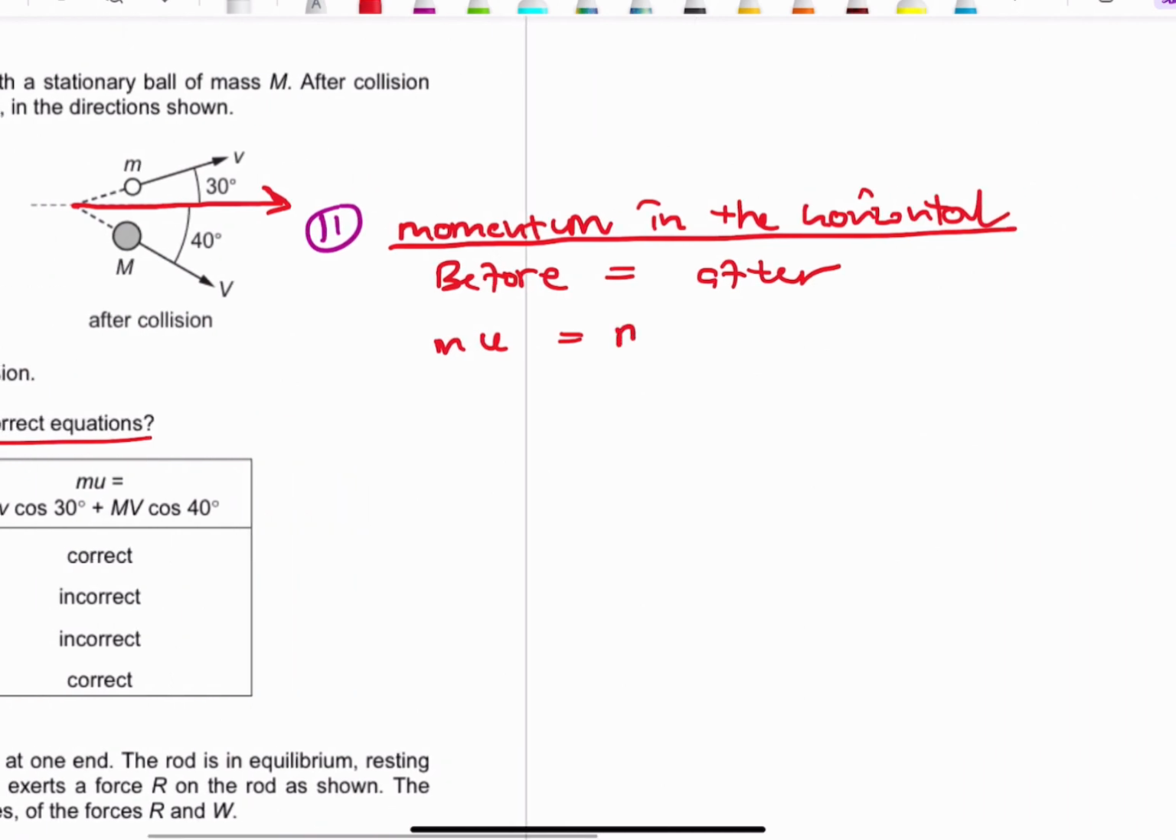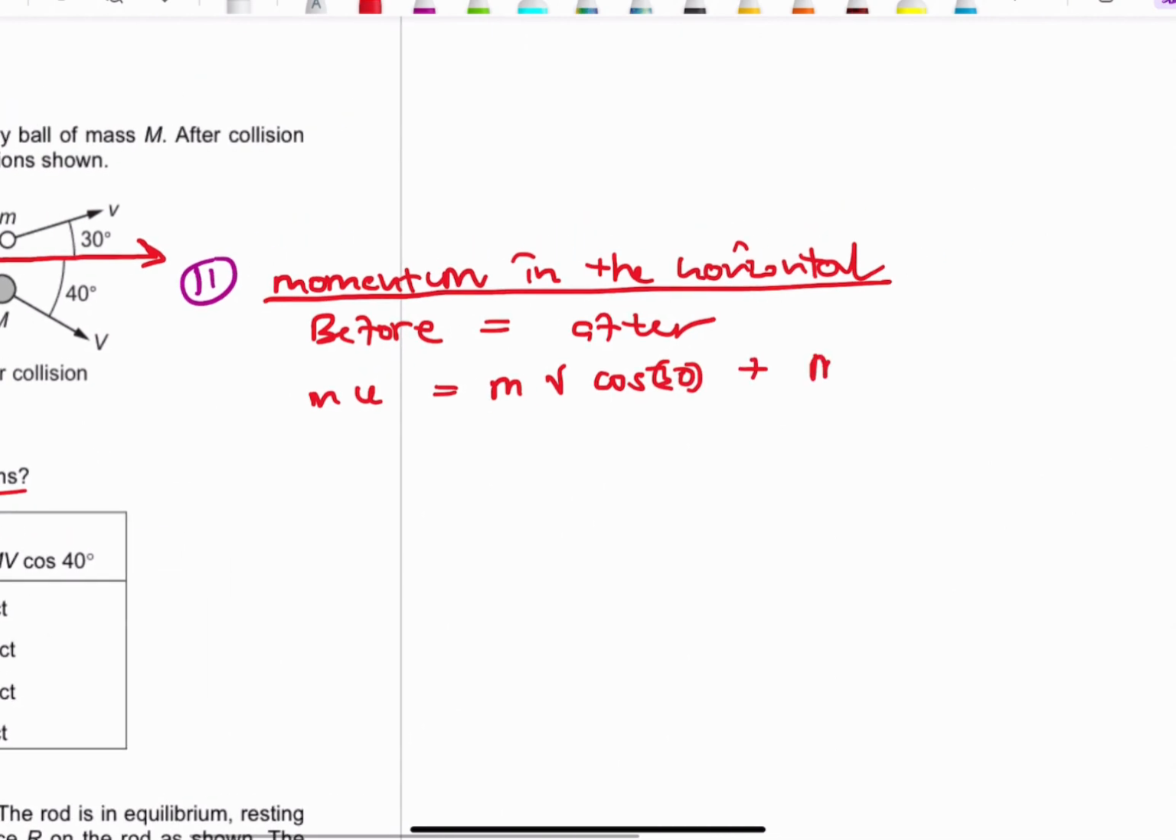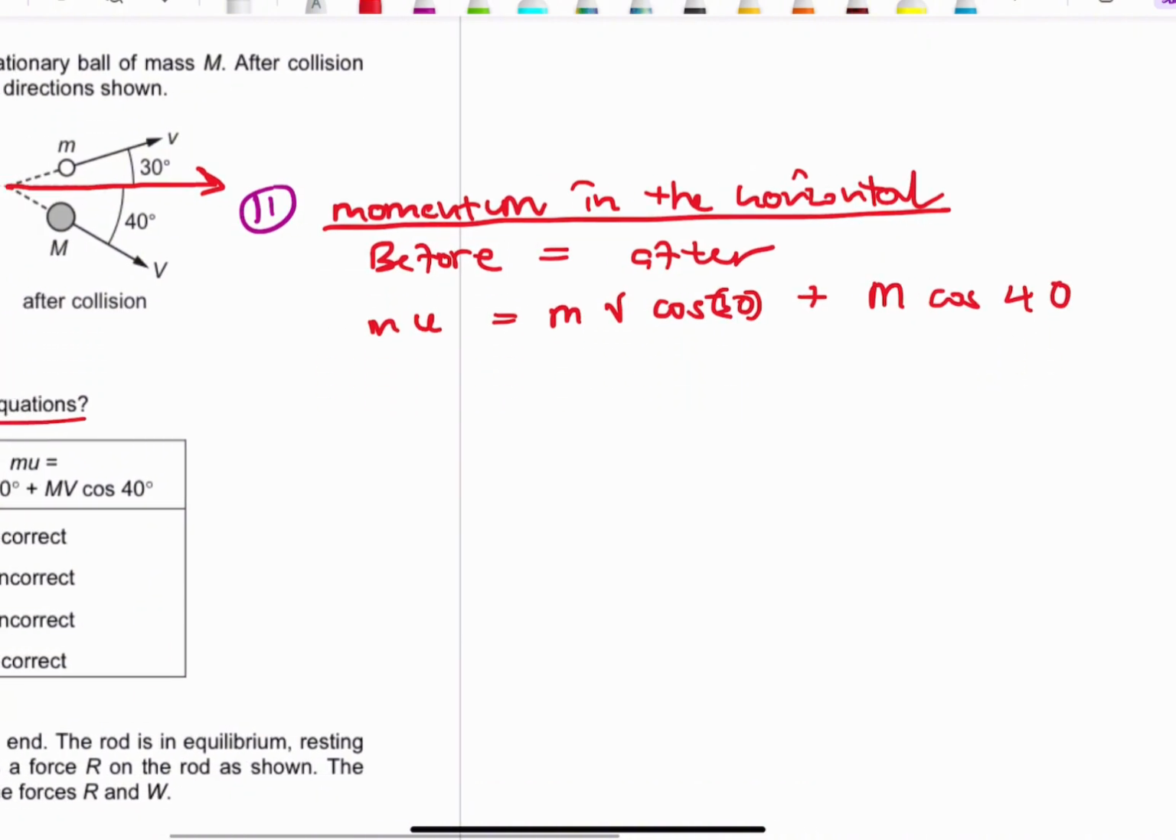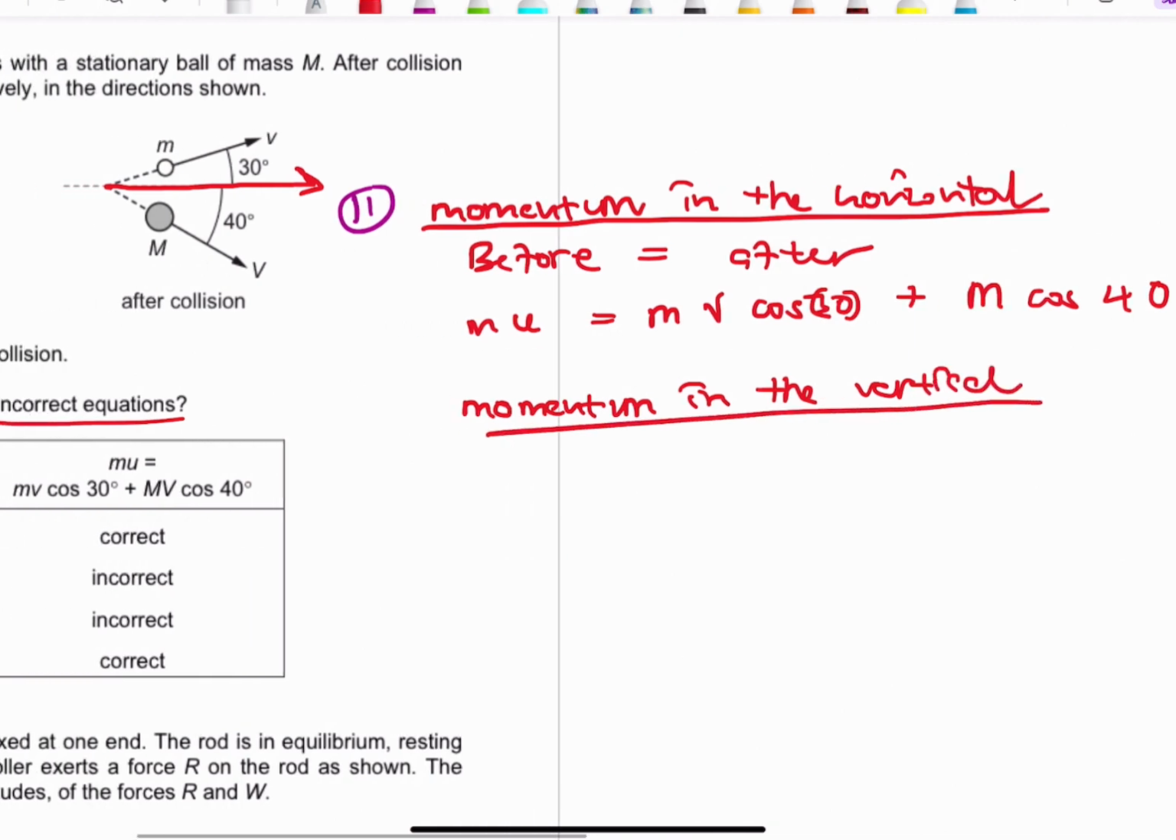If we resolve that one, that's m v cos 30 plus, because they're both acting in the same direction, M cos 40. So this would be momentum in the horizontal. We can also move to momentum in the vertical. Very important, so momentum in the vertical.